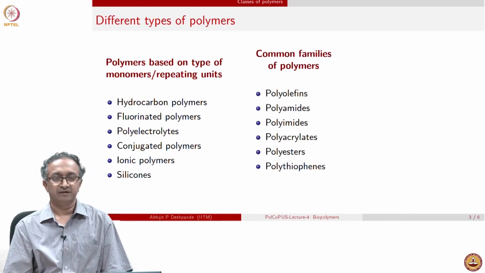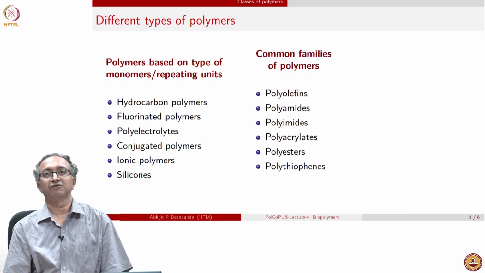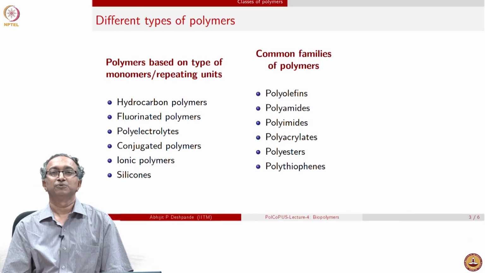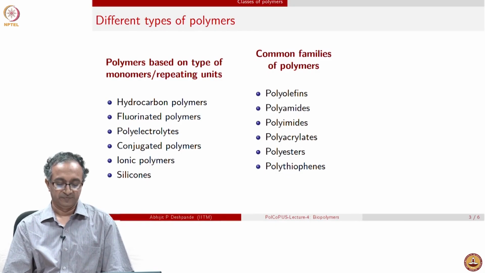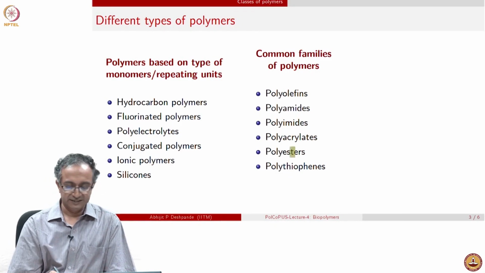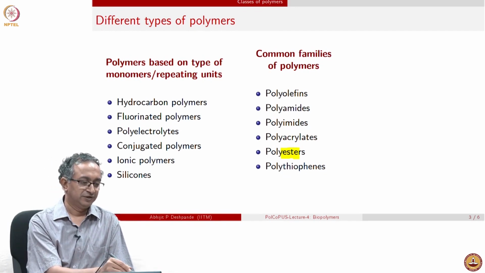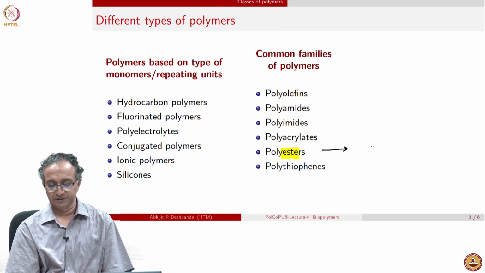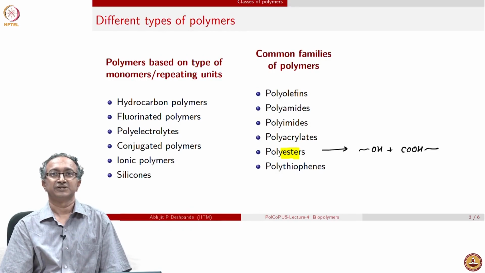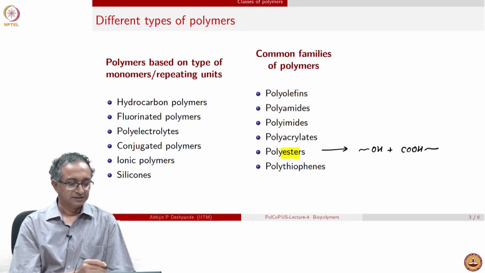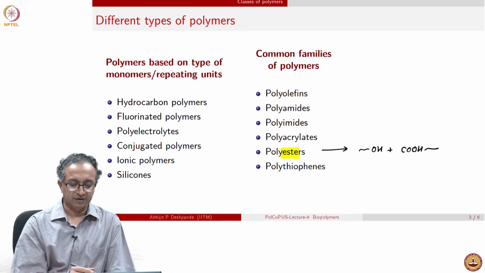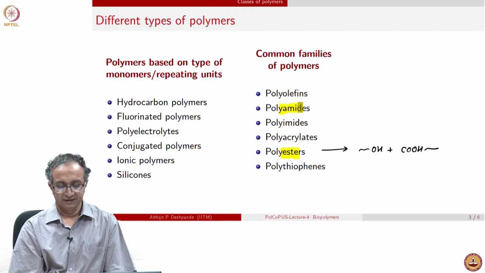There is another way. Quite often we refer to a family of polymers, and this is based on whatever is the repeating unit or monomer in the polymer. For example, polyester clearly implies an ester bond, and we know that ester is formed based on a reaction between a hydroxyl group and a carboxylic acid group. Similarly, we also have polyamide.